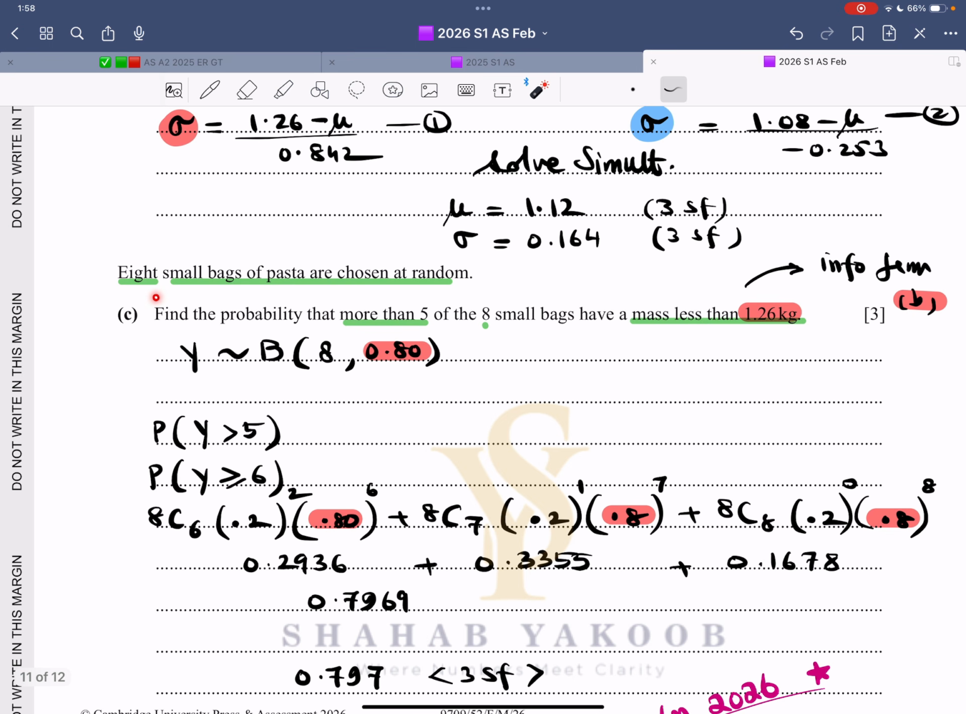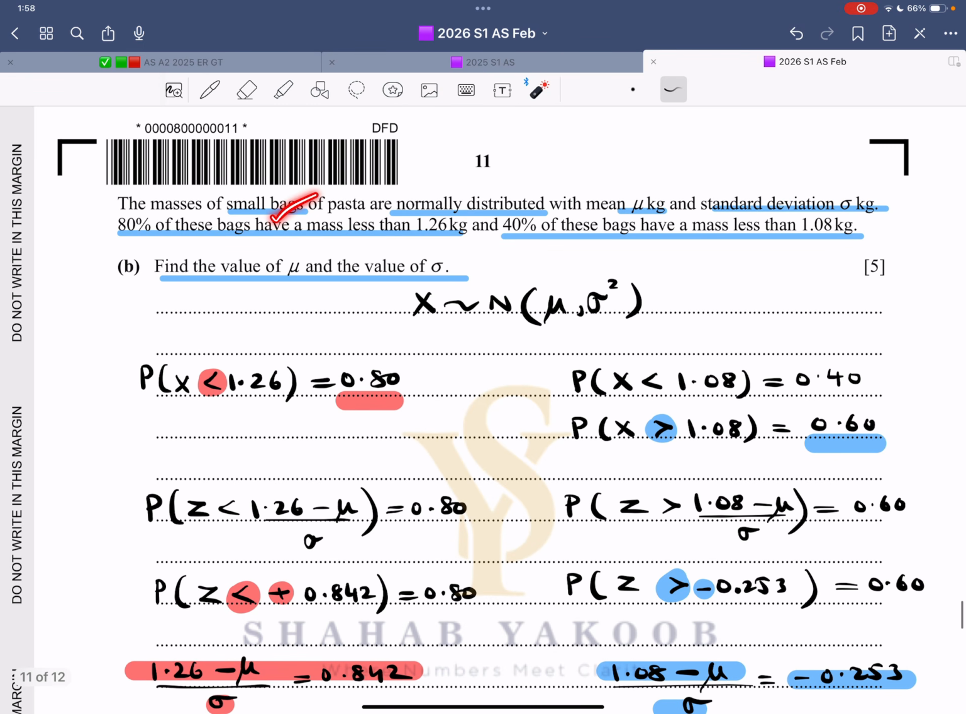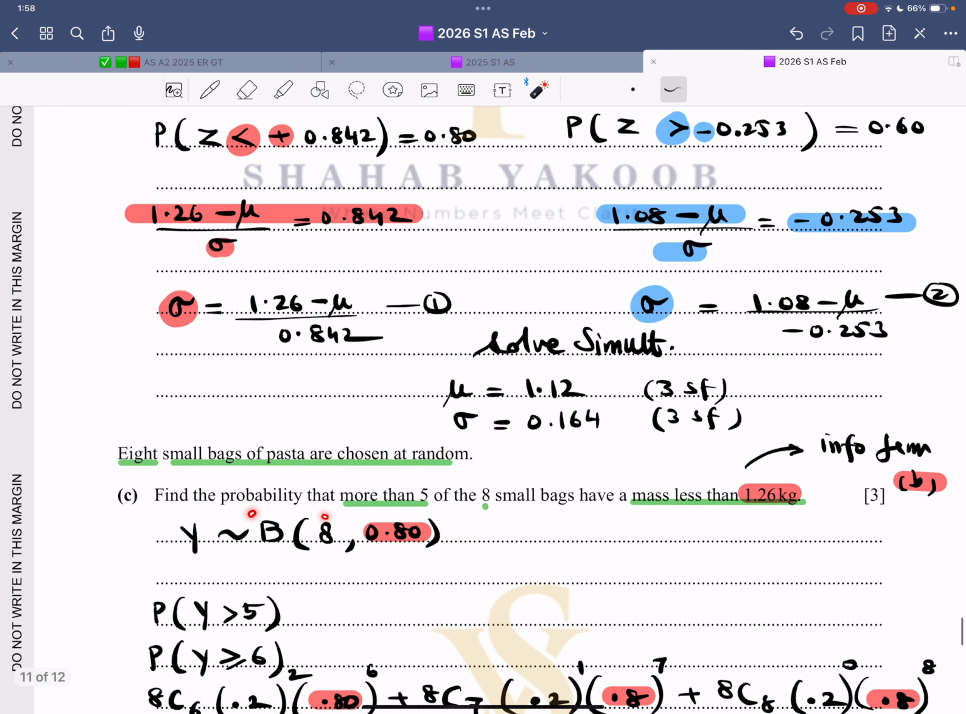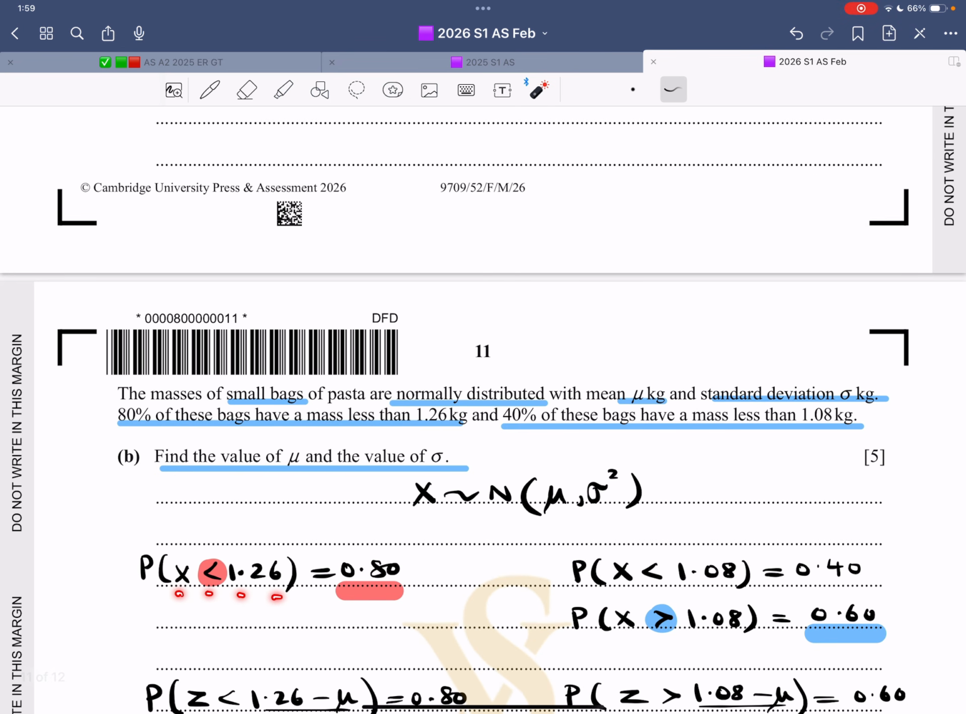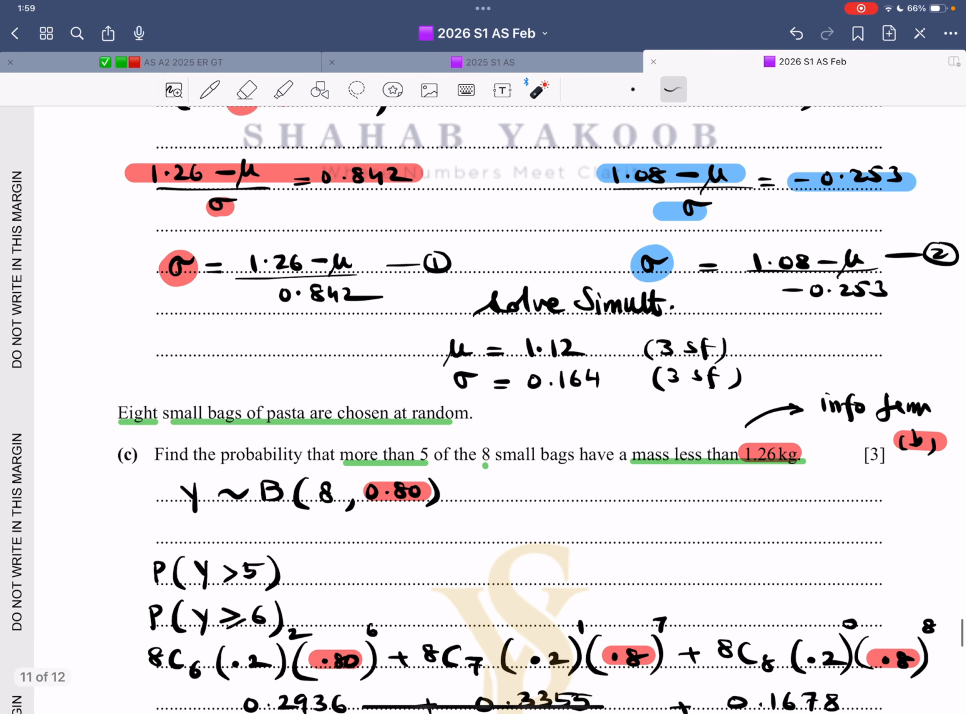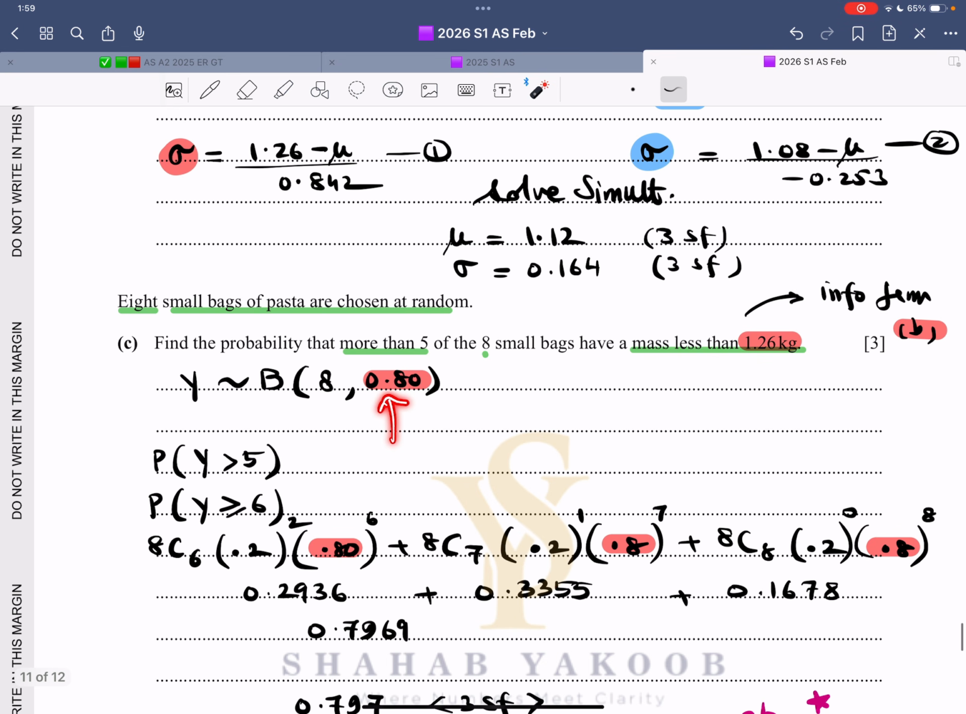Now 8 small bags of pasta are chosen at random. So this is again about the small bags. Find the probability that more than 5 of the 8 small bags have a mass lesser than 1.26. So now don't get carried away and start working with normal once again. This is the info from part B. Lesser than 1.26 is 0.80. That's the probability of success.